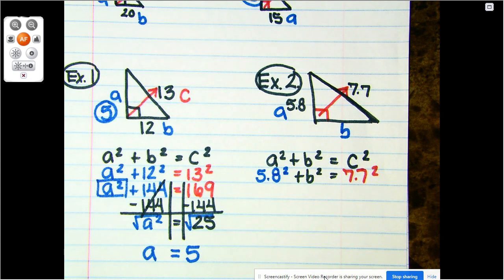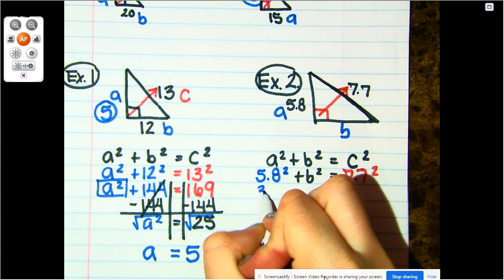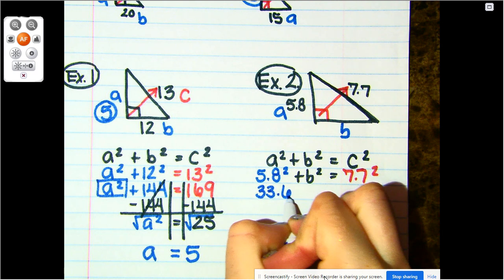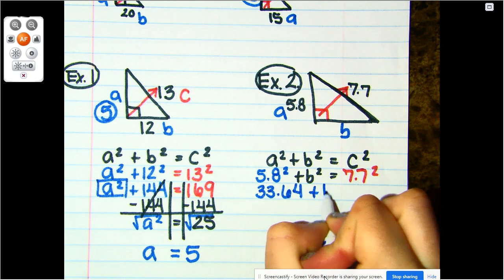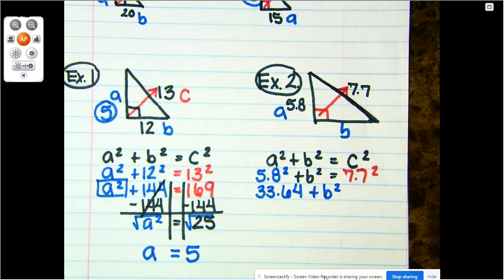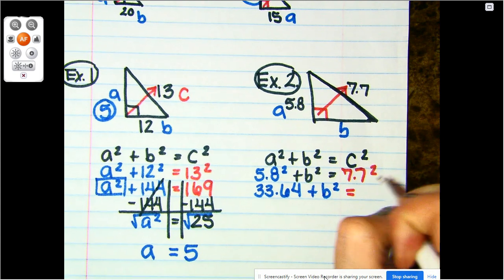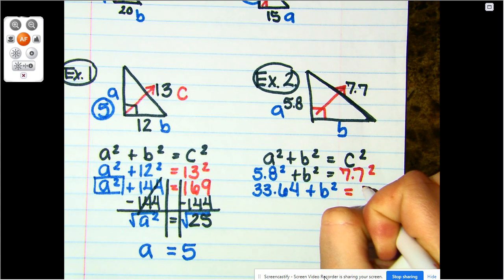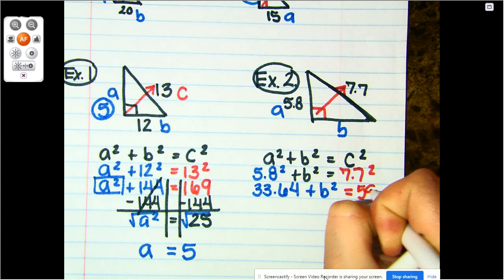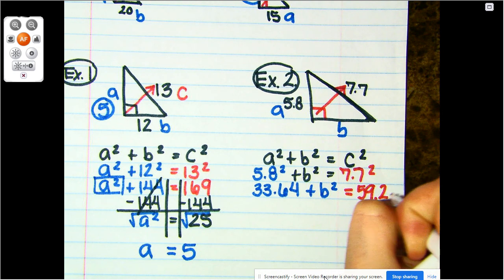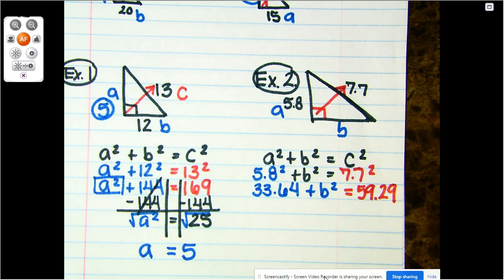Okay, and I'm going to start doing some math. 5.8 times 5.8 is 33.64, plus b squared equals 7.7 times 7.7, because that's 7.7 squared. You multiply it by itself, not by 2, but by itself, which is 59.29. We have an equation to solve.